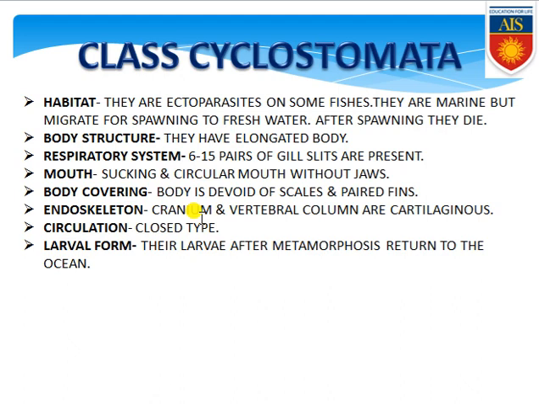Circulation is actually of closed type. Larval form: their larvae, after metamorphosis, return to the ocean. So circulation is obviously closed type because the body fluid or the blood is circulated through the blood vessels, enclosed. And in case of larval form, you can consider that after metamorphosis, that means after just changing their shape and looking, they will return to the ocean. Okay. So these are the basic features which can be commonly found in case of class Cyclostomata.